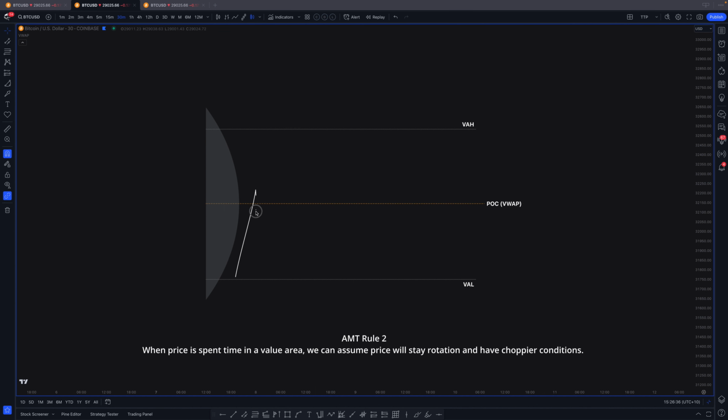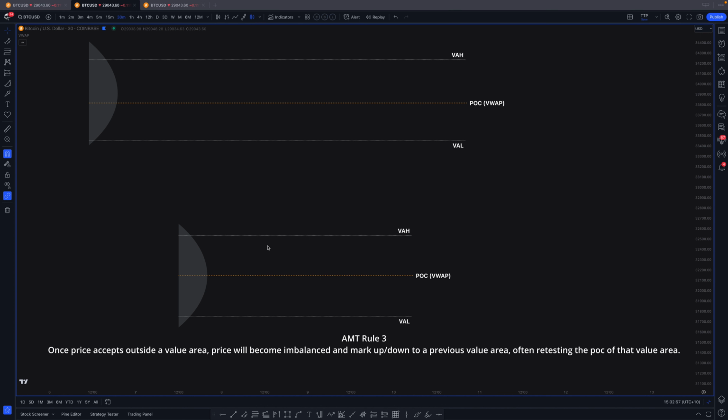Rule number 2, if price has spent a fair bit of time in the value, we can assume that price will remain rotational inside of the balanced area. When price spends more time in value, we can assume more choppy conditions.